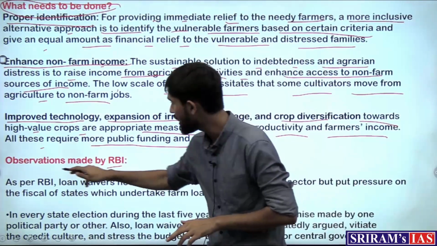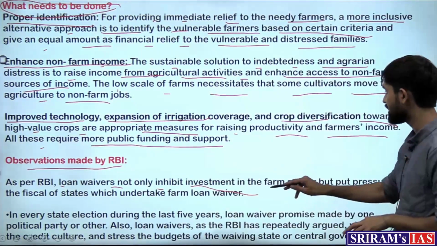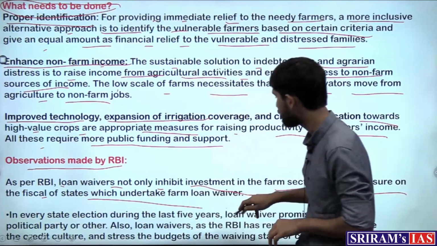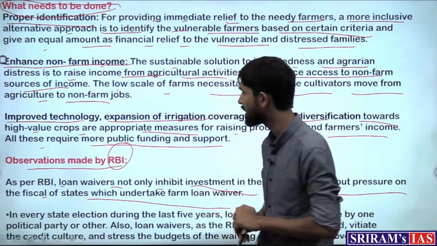And what has the RBI observed? As per the RBI, loan waivers not only inhibit investment in the farm sector, but also put pressure on the fiscal position of states which undertake farm loan waivers. This is what we've been seeing, and even the RBI ratifies this.